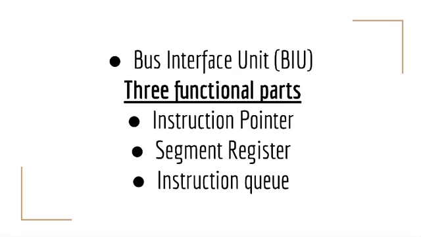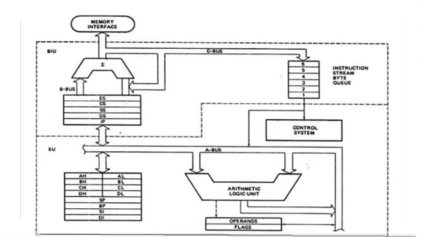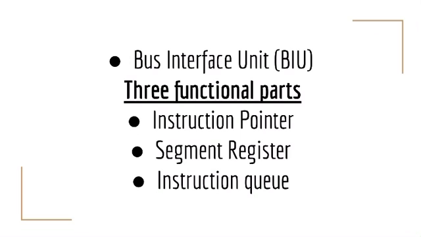In the bus interface unit, there are three functional parts: the instruction pointer, segment register, and instruction queue. These are the three main functional parts in the bus interface unit. So first, let us see about the instruction pointer. This instruction pointer is a 16-bit register that keeps the address of the memory location of the coming instruction to be executed.